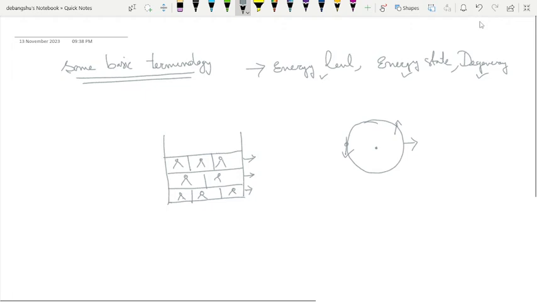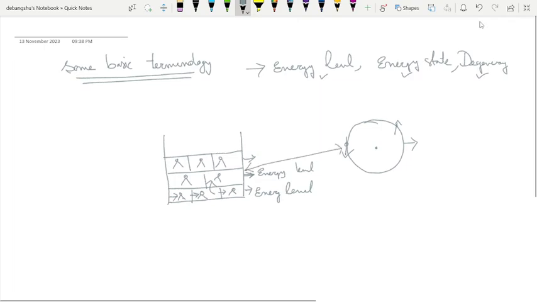Here we can consider each floor as an energy level. Why can we consider each floor as a different energy level? Let's suppose each person has the same energy because they are on the same ground floor. But when one person wants to go to the first floor, he needs some extra energy. So we can consider the ground floor and first floor as two different energy levels. Just relate these two things.